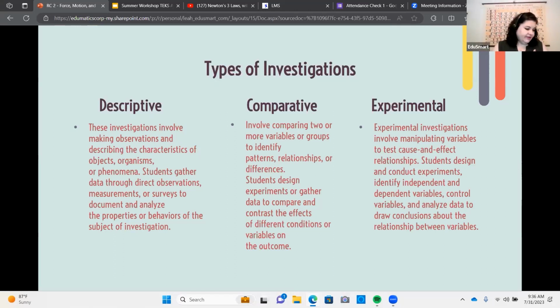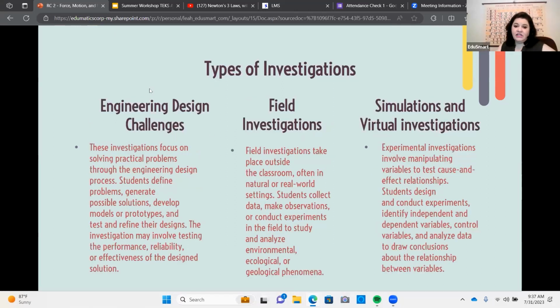The other one you're going to see a lot for this reporting category is experimental investigations. This is when they're testing that cause and effect relationship. Obviously that goes really well with force and motion and how things are changing. This is where they need to start learning variables and what is an independent variable and a dependent variable. And you'll also see a lot of engineering design challenges actually written into the standards. So this one's going to have them actually creating an object that makes sound, or creating a way of testing how things move with this type of force.